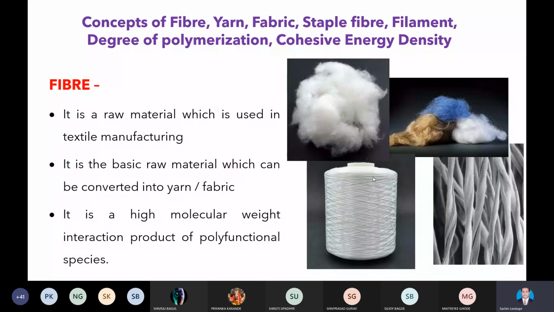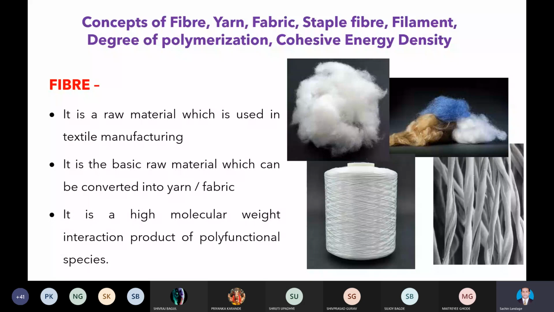Now see, whenever we are using the term fiber, it is a basic raw material which is used for, see, there are various definitions. If you refer to various books, various authors have given various definitions. You can refer to that also. So it is a raw material which is used in textile manufacturing. Whatever the yarn, fabric, the terms you see over here, the basic raw material used for manufacturing these things in a textile industry is nothing but our fiber.